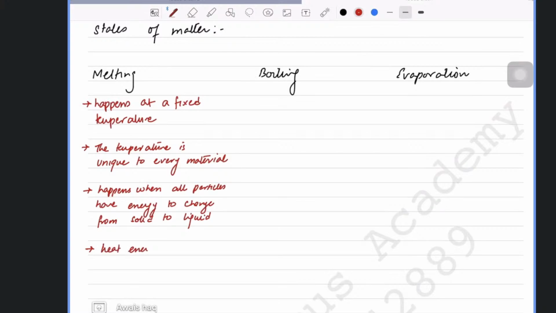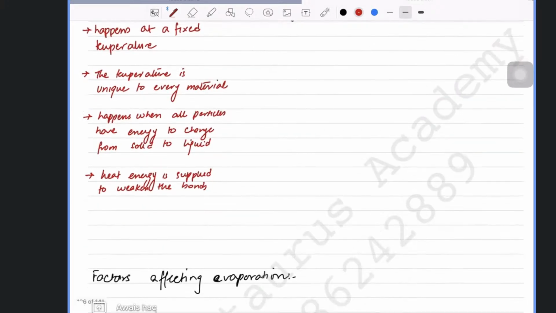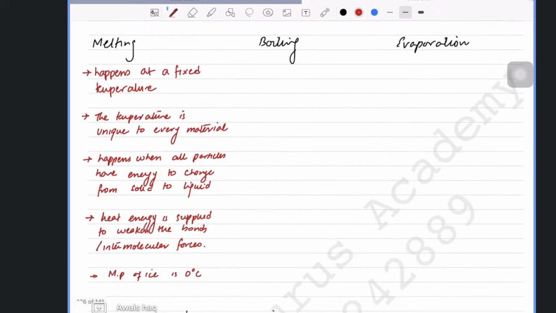Okay, then heat energy is supplied to weaken the bonds, or you can write intermolecular forces. All right. Also, the melting point of ice is 0 degrees Celsius. You should remember that. Okay, please write it down. Let me know if you have a question.